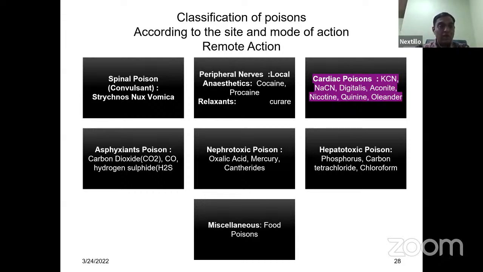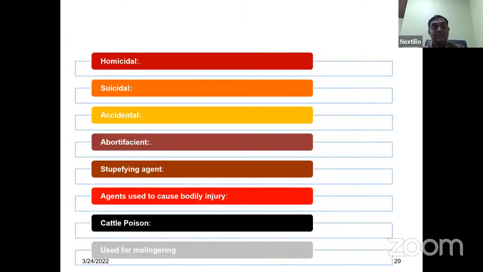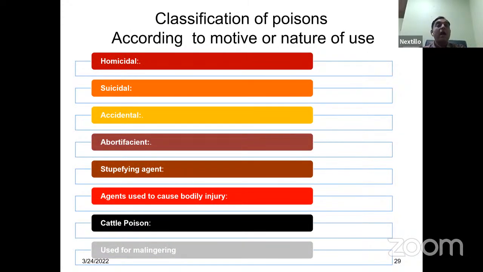Okay, dear friends, do we have any understanding of this? Another very important classification is according to the motive or nature of use. So what is that classification according to the motive or nature? Can anyone have any idea about this, the motive or nature classification? What should be included? Yes, does anyone have any idea about this?